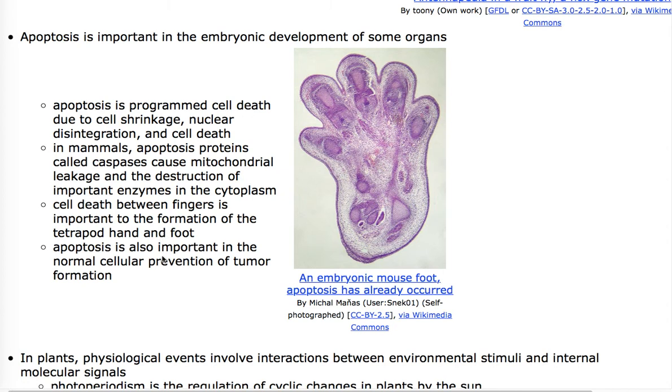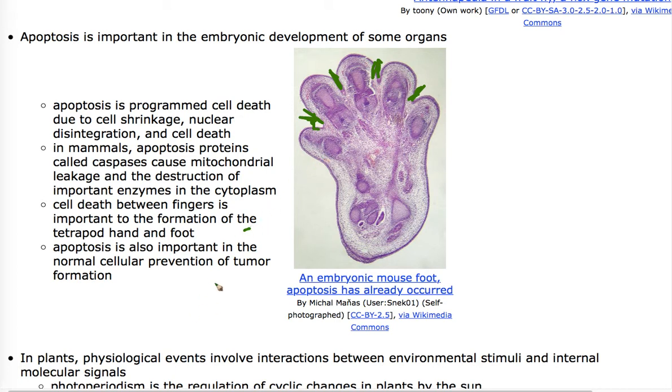Cell death between fingers is important to the formation of the tetrapod hand and foot. We were talking about that already. Apoptosis is also important in the normal cellular prevention of tumor formation. So it's an important phenomenon to actually tell cells to do extreme things for the life of an organism. And apoptosis is pretty extreme when the cells here, here, and here just died in order for all the other cells to live. Pretty amazing genetic control there.